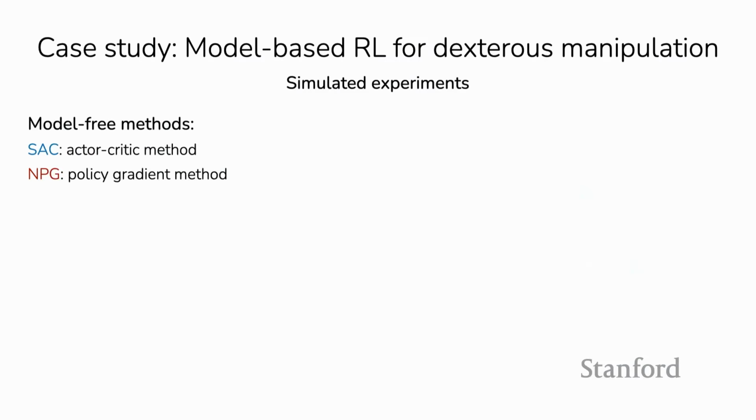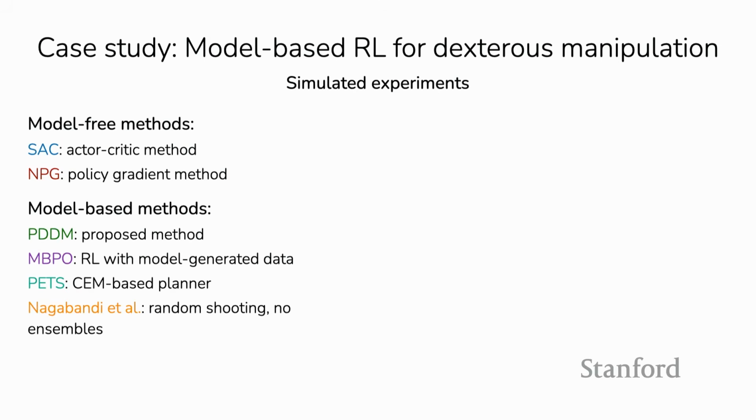Okay, so then in the simulated experiments, we are going to see a comparison to some model-free methods that are not using a dynamics model. We'll see soft actor critic and an algorithm called natural policy gradient, which is a policy gradient method. And then we'll also see some model-based methods. The proposed method is called PDDM. We'll also see an algorithm called MBPO, a different kind of planner called PETS, and then also a method that doesn't use ensembles and doesn't use iterative resampling.